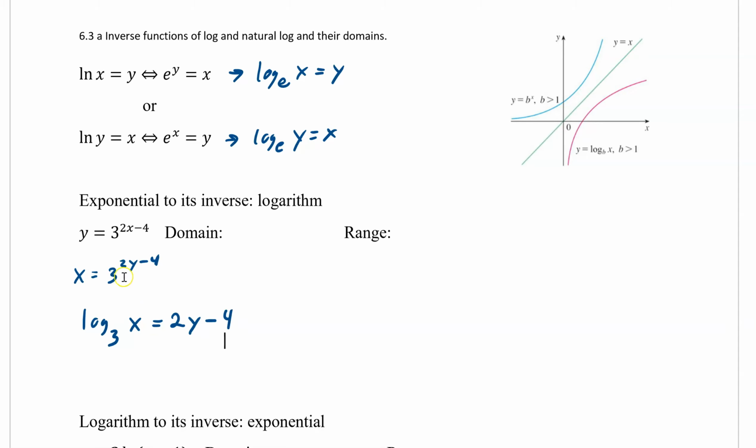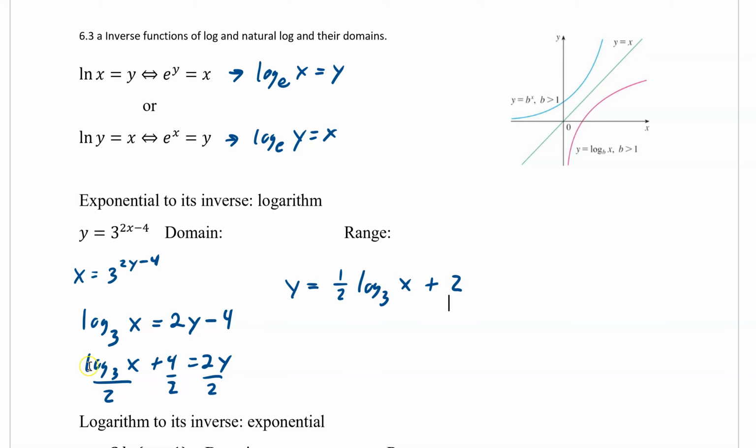So you just kind of go in an outward spiral. So it's 3 and then that one, 3 and then that one. So log base 3 of x is equal to this. This is always your exponent, so it does go there. And then we just solve. So log base 3 of x plus 4 equals 2y, divided by 2, divided by 2, divided by 2. And so we end up with y equals 1/2 log base 3 of x, and you could bring that and make a square root, plus 2.